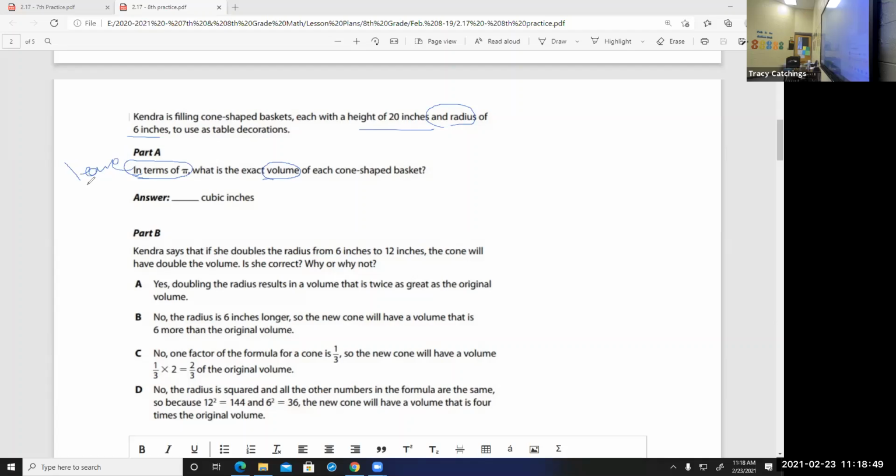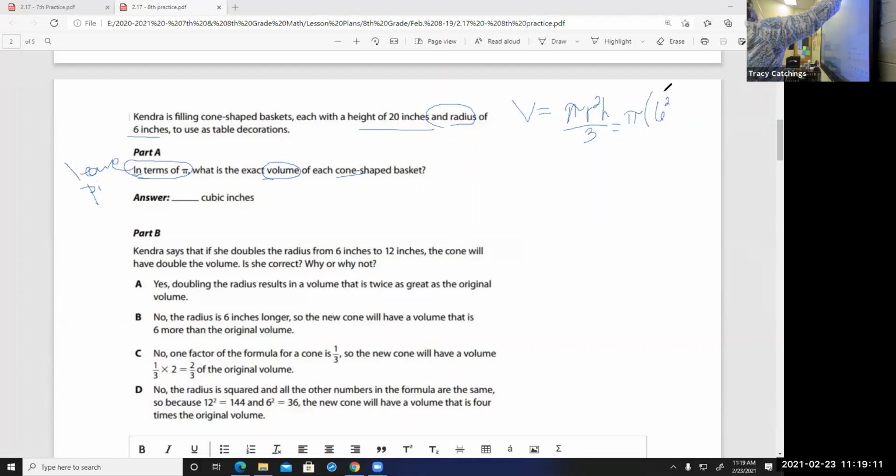Good job. Leave pi. All right, so we got a volume, we got a cone. Is that the one we divide? Yep. Pi r squared height divided by 3. All right, so based on what they gave us, we got a radius of 6.